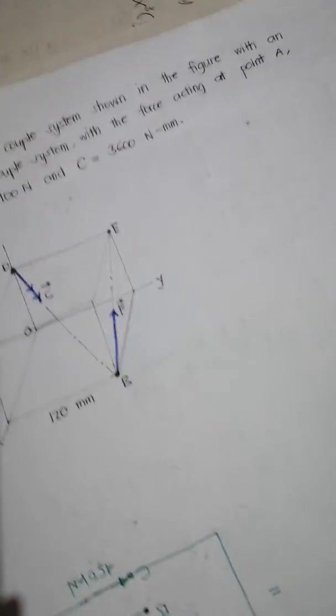So this one is equal to this one, which is also equal to this one. Okay. So let's have another example regarding changing the line of action of a force. So, next example.